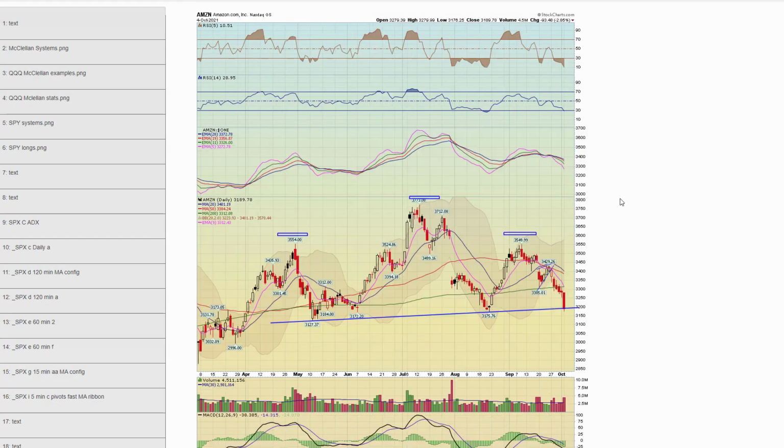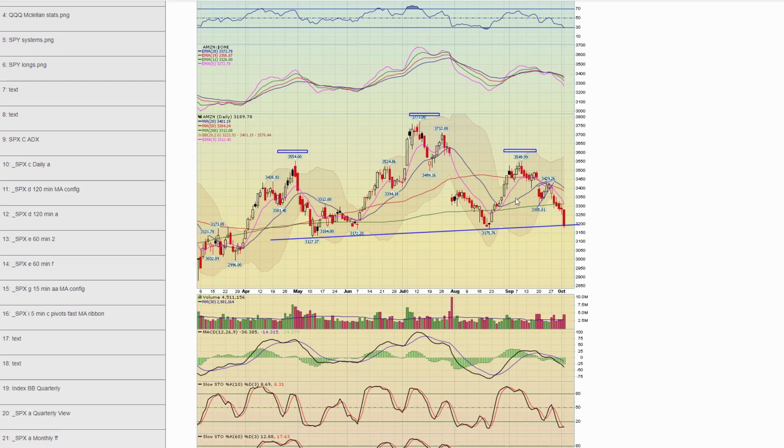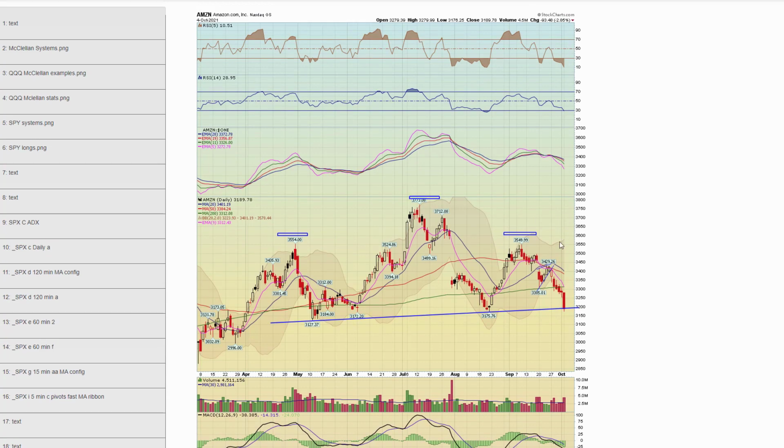Next. Chart number 31, Amazon. This head and shoulder pattern look. Testing the neckline now. That's kind of an ugly chart if that were to play out as well.